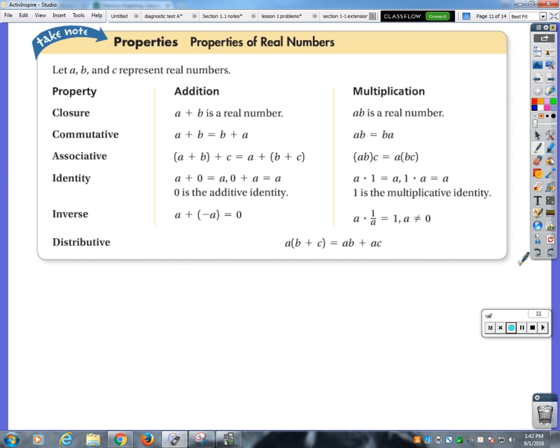And then everybody's favorite, the most important property, the distributive property. So if I were to multiply A by B plus C, I have to multiply by both of these things in here. I can't just do one of them.